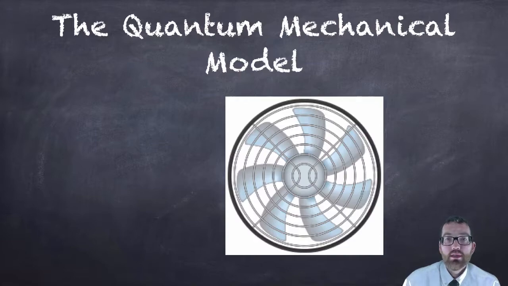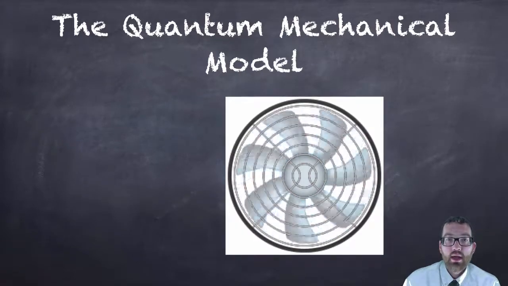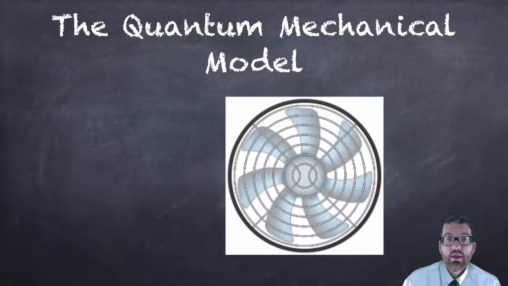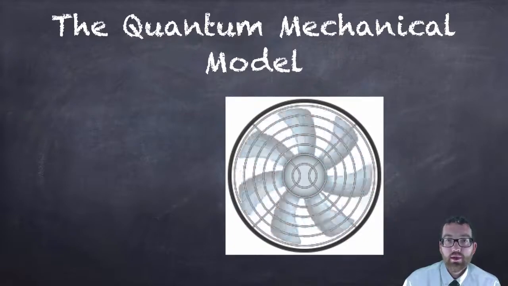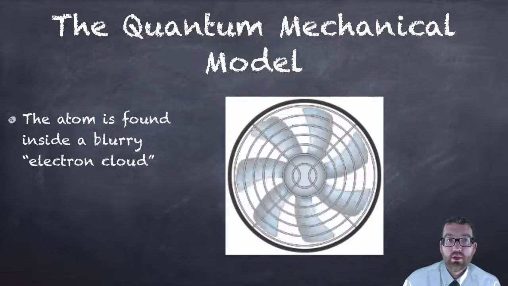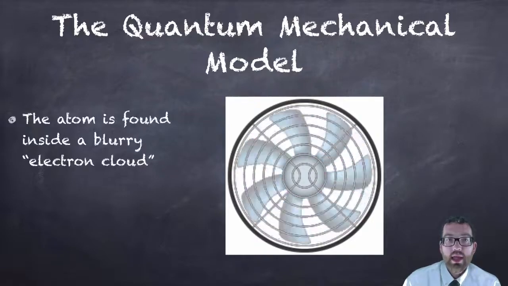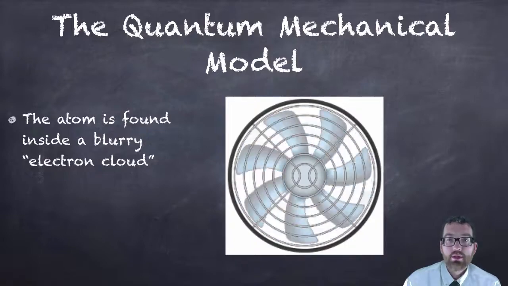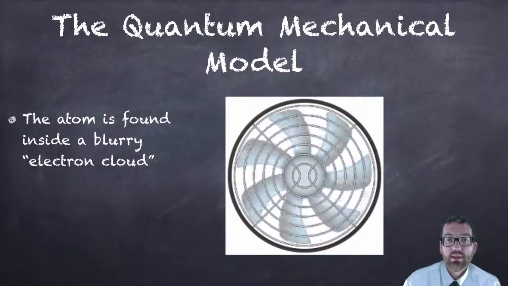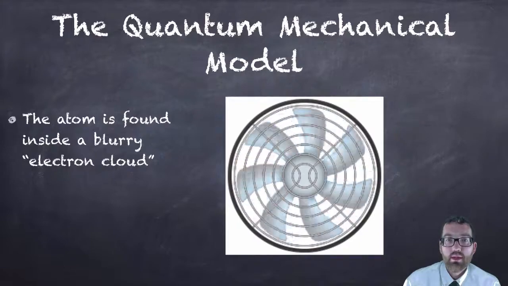A good analogy here is this fan. If I turn this fan on and the blades start moving, you know where the blades are. You see this blurry area of where the blades are and kind of where they're going. Just like in an atom, there's a blurry electron cloud of where the electrons are, but they're constantly moving, so they might be in that area, they might not.